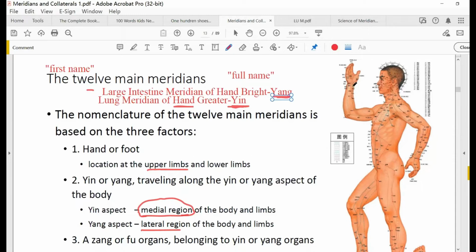So the yin and the yang: this region will not face the sun, right? This part will not face the sun. That's why it belongs to yin. And the lateral part, right? These regions will face the sun. So this part belongs to yang.